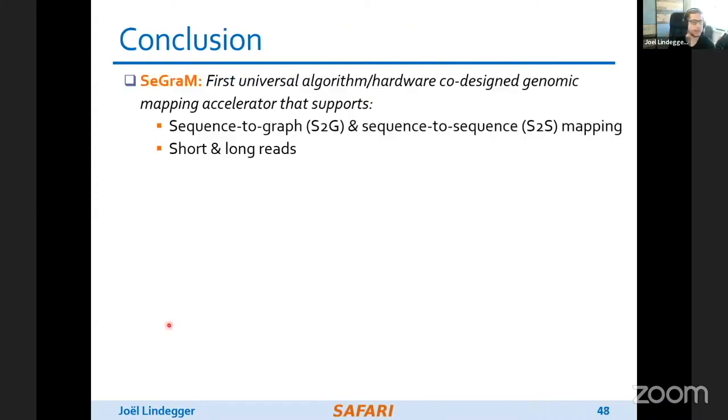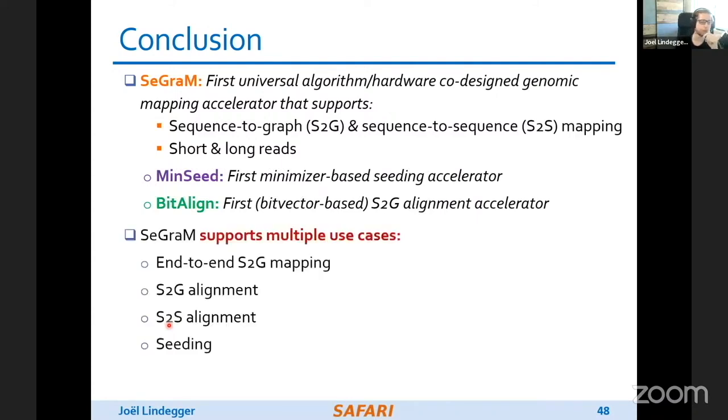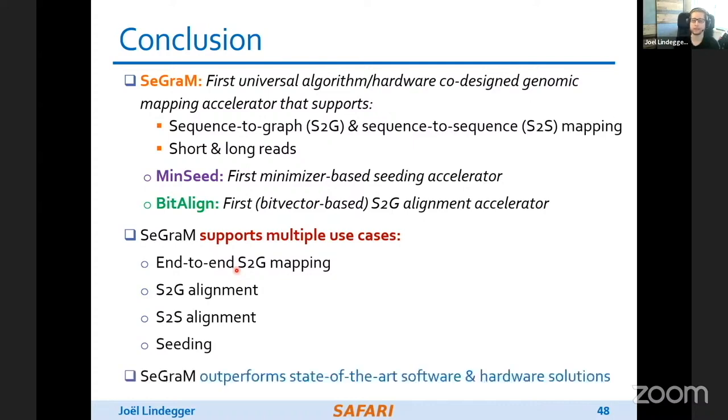Now, let me conclude with a short summary. SeGraM is the first universal algorithm-hardware co-designed genomic mapping accelerator that supports both sequence-to-graph and sequence-to-sequence mapping for both short and long reads. It consists of the MinSeed and BitAlign accelerators for seeding and sequence-to-graph alignment, respectively. It supports multiple use cases such as end-to-end sequence-to-graph mapping, sequence-to-graph alignment, sequence-to-sequence alignment, and seeding. And we observed that SeGraM outperformed state-of-the-art software and hardware solutions in these use cases.